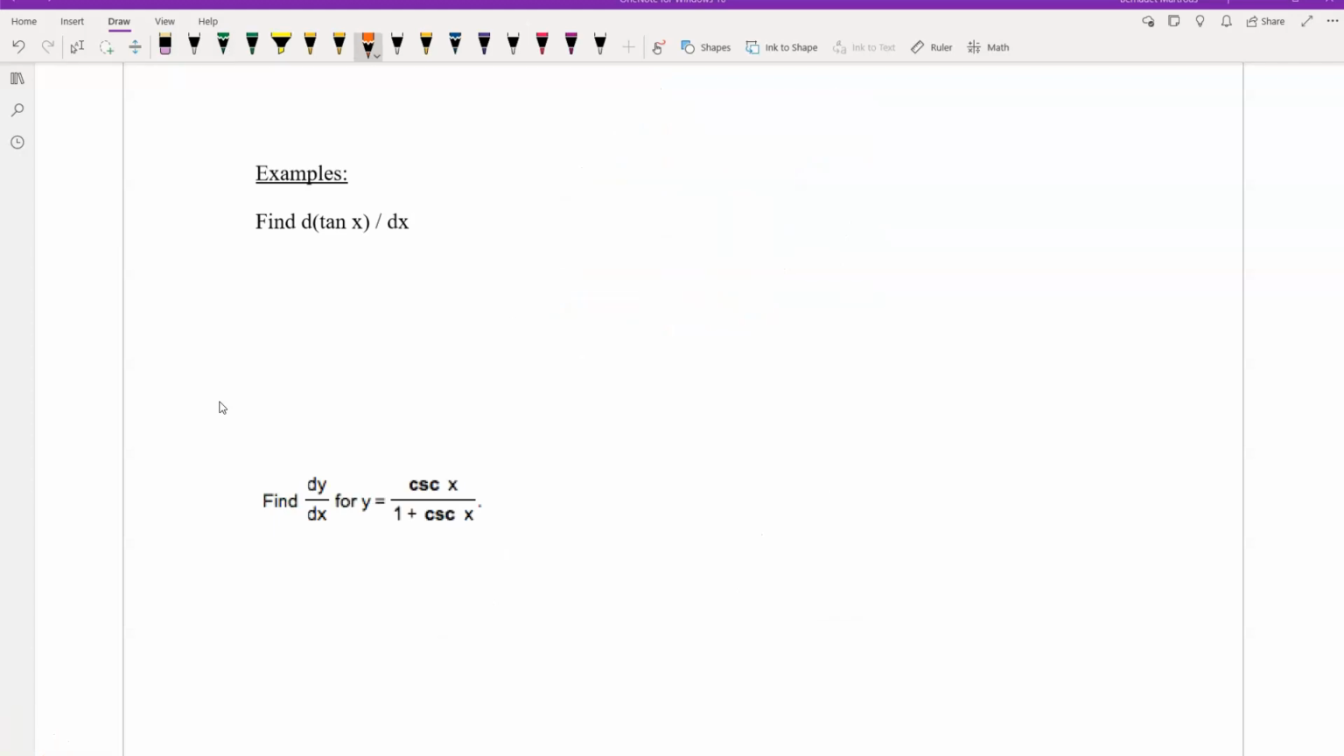Example, find the derivative of tangent x with respect to x. From the previous page, we know what the answer is. This is equal to secant squared x. But what if you forgot what the answer was? So here is how we can find the answer for this part. So find the derivative with respect to x. Here tangent is equal to sine x divided by cosine x.